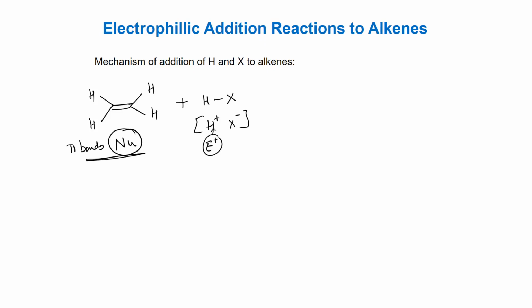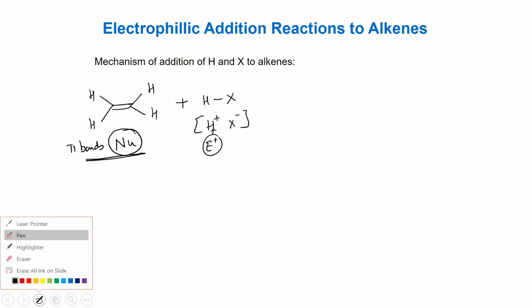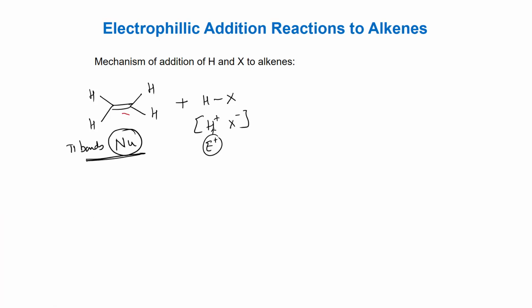Once you have identified the nucleophile and the electrophile, the reaction will take place between the nucleophile and the electrophile. Always start the arrow from the nucleophile and go towards the electrophile. So the reaction is taking place between the pi bond and the H plus. Now the H plus can go to this carbon or this carbon. It doesn't matter. Both the carbons are the same.